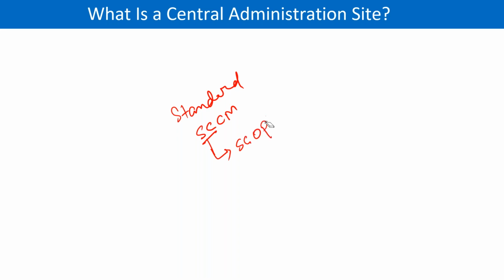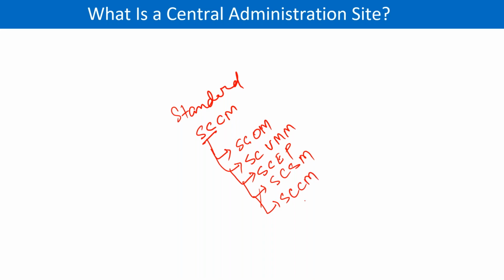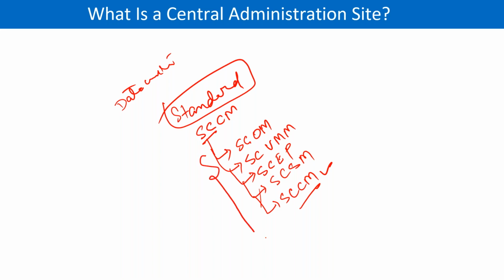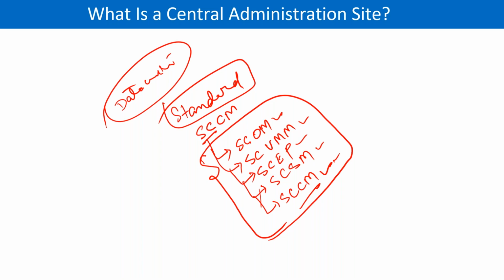SCOM, System Center Operations Manager. Then you had SCVMM, System Center Virtual Machine Manager. Then Endpoint Protection, then SCSM, System Center Service Manager, and SCCM, System Center Configuration Manager. If you take Standard, you will get a license only for SCCM. If you take the Datacenter license, then you are taking a license for System Center, which has many products like SCOM, SCVMM. So that comes under the Datacenter license. Okay, sir. Understood? Yep.